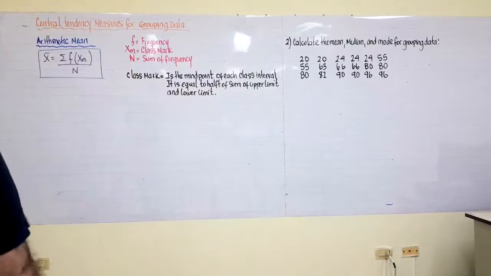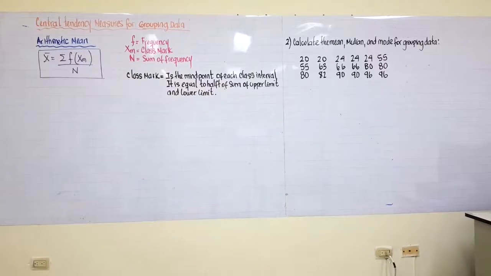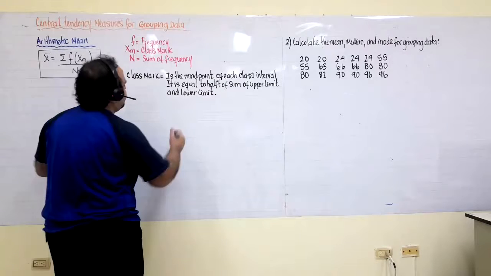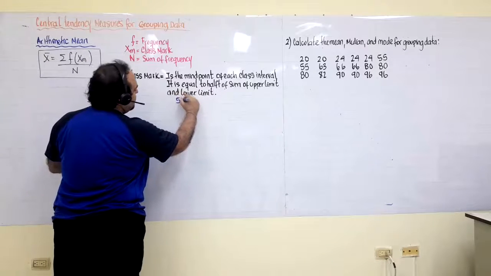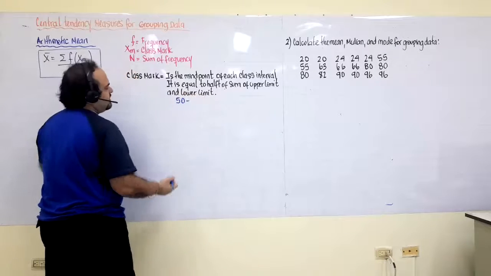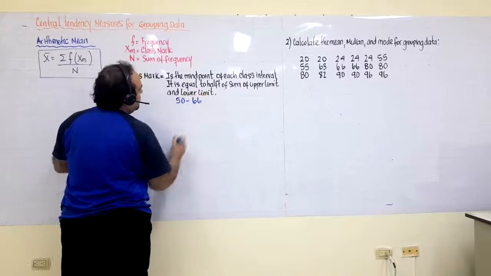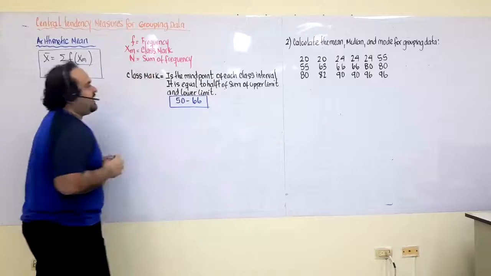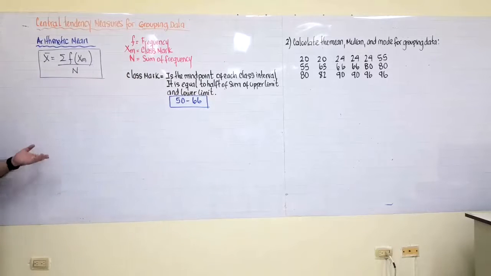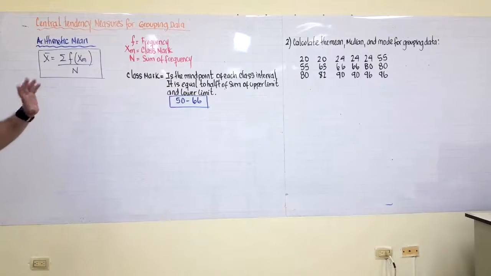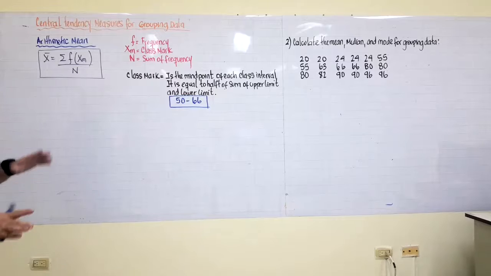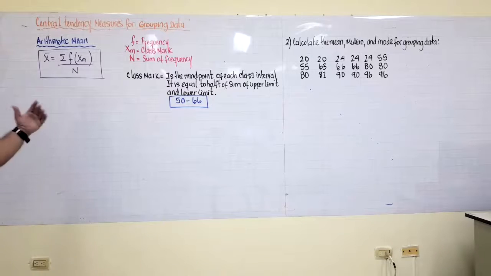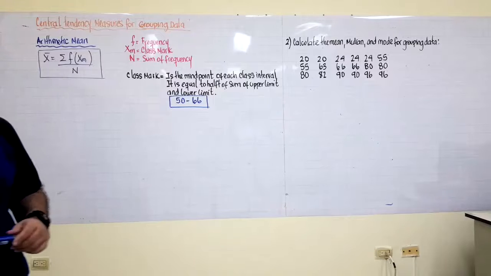For example, I'm going to give you a quick example. If you have an interval 15 to 66, and I ask you what will be the class mark. If we analyze the situation, the class mark is the midpoint of each class interval, equal to half of the sum of the upper limit and the lower limit.